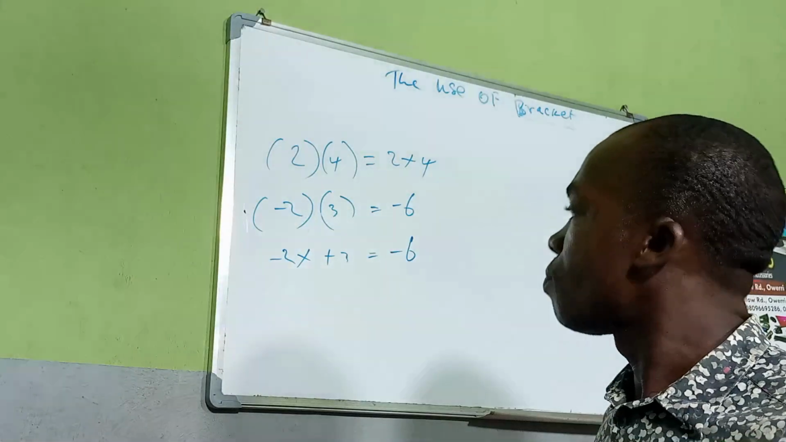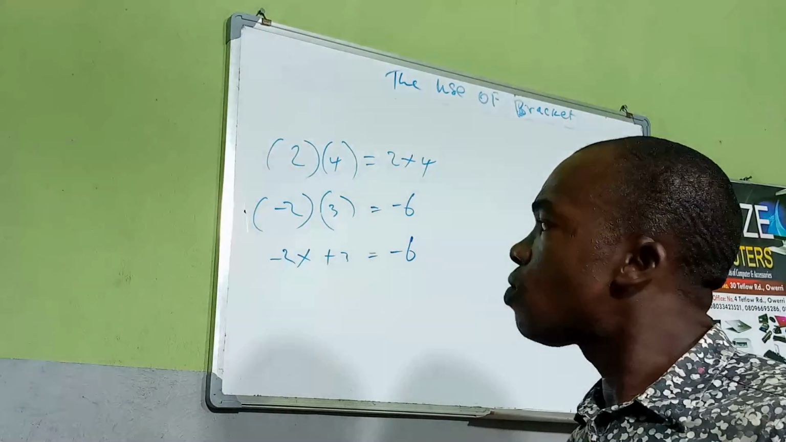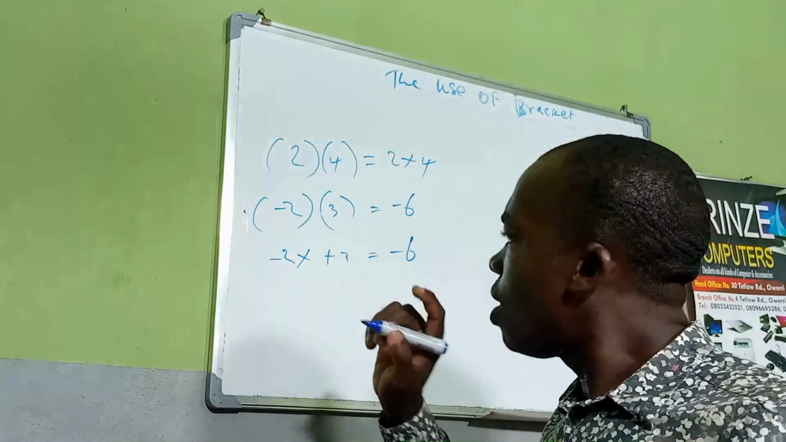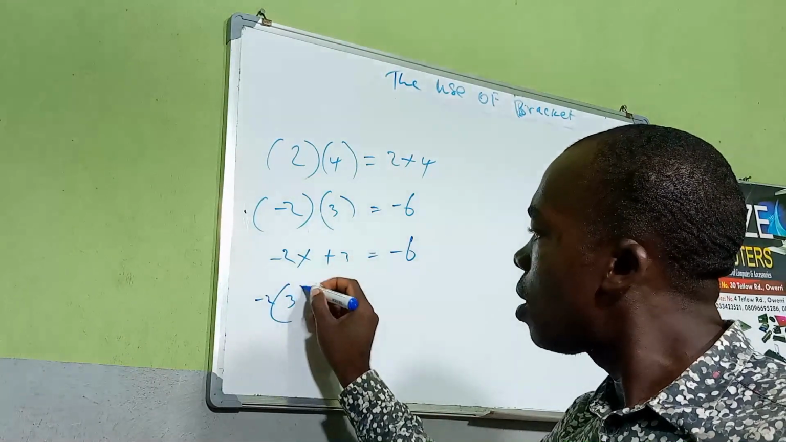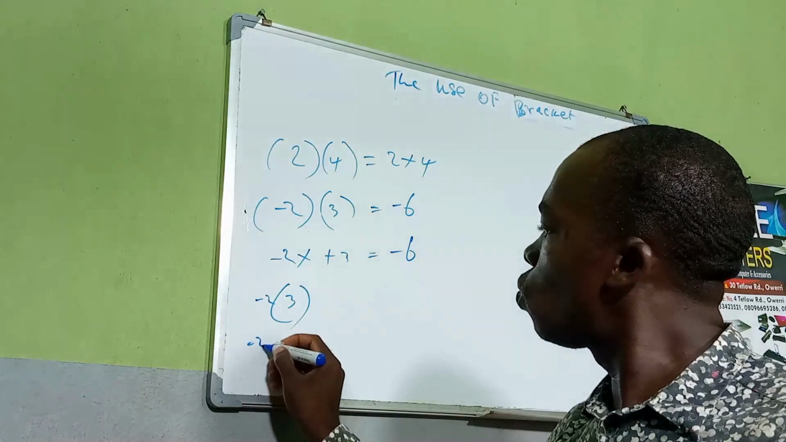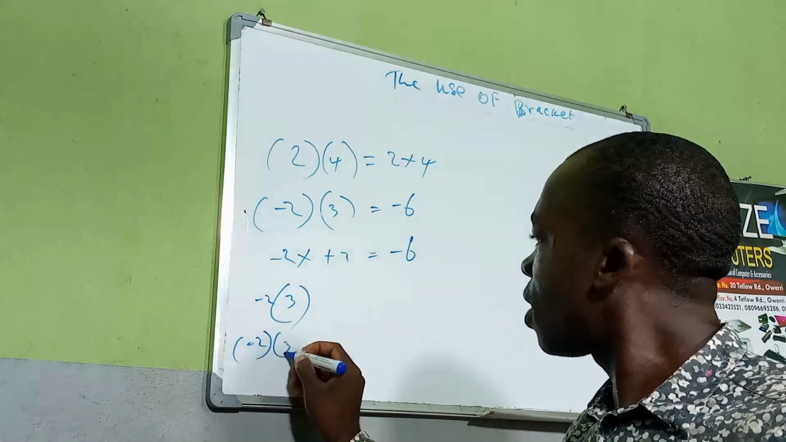Now what I'm trying to say is, okay, let me use one number for example. If you have -2, open bracket 3, we have -2, close bracket, open bracket 3.